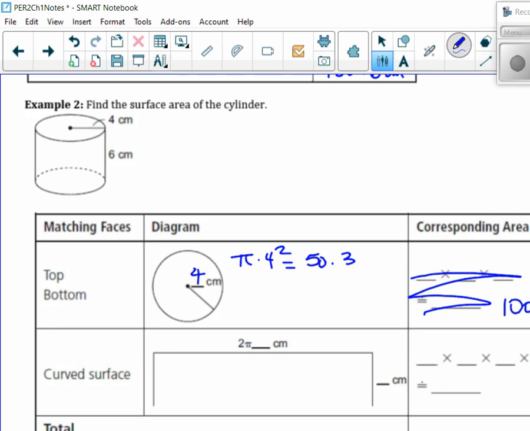And again, the length of this rectangle is the circumference, which is 2 times pi times r, which is 25.1. And the height of the cylinder is 6. I take that and multiply the 2 together. I get 150.6. I add it up. I get 251.2 square centimeters. And that is triangular prisms and cylinders.